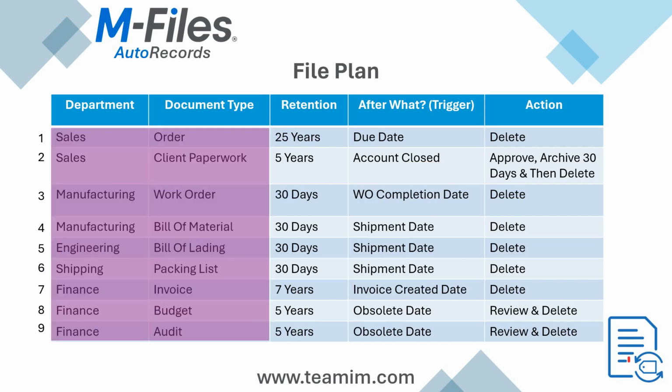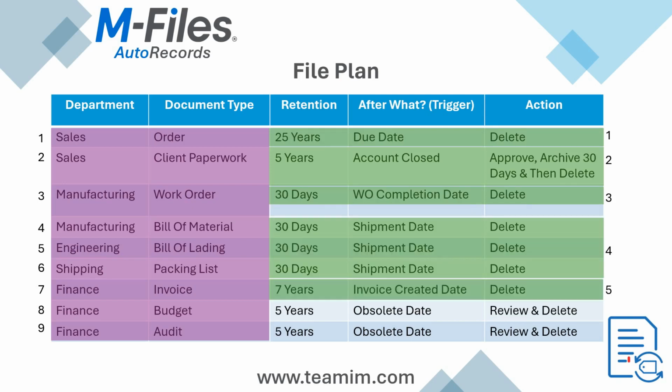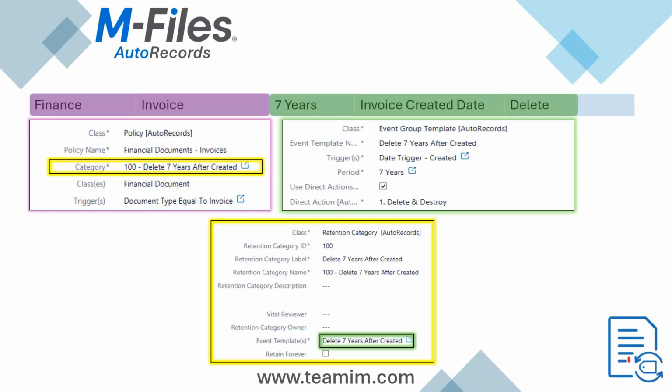In our plan, we will set up 9 policies. With the reuse of retention categories, we will only need to set up 6 retention categories. As our file plan grows, the reuse of retention categories and event templates makes creating new policies much easier and quicker while eliminating potential configuration errors. Just as important as speed and accuracy is flexibility. Let's review how our 3 main configurations deliver unparalleled flexibility.